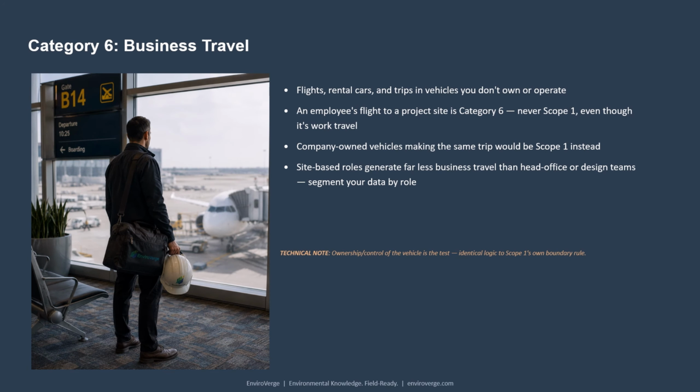Category 6 is flights, rental cars, trips in vehicles you don't own or operate. An employee's flight to a project site is Category 6, never Scope 1, even though it's work travel. A company-owned vehicle making the same trip would be Scope 1 instead. Same control test from Video 1 applied to travel. Site-based roles travel far less than head office or design teams. Segment your data by role.